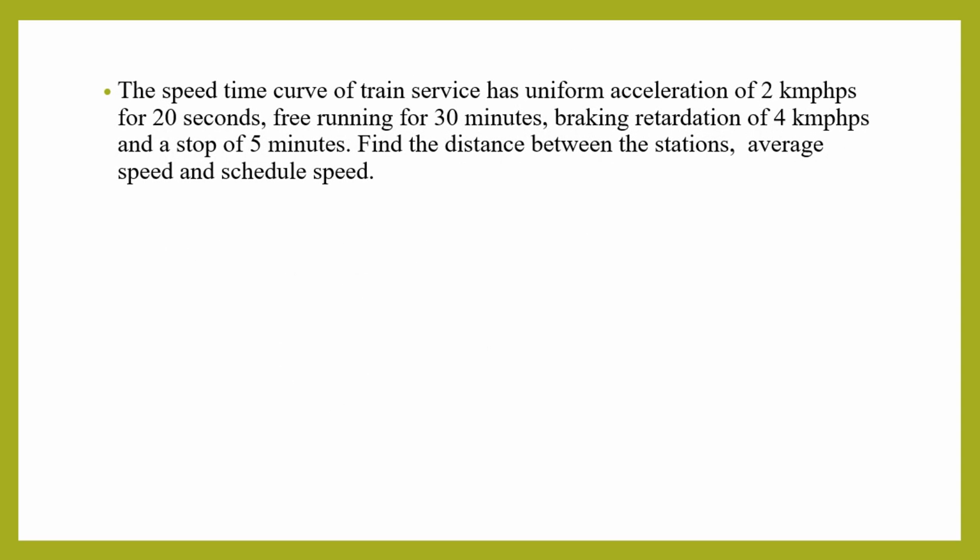Next problem. The speed time curve of train service has uniform acceleration of 2 km per hour per second for 20 seconds, free running for 30 minutes, braking retardation of 4 km per hour per second, and a stop of 5 minutes. Find the distance between the stations, average speed and schedule speed.